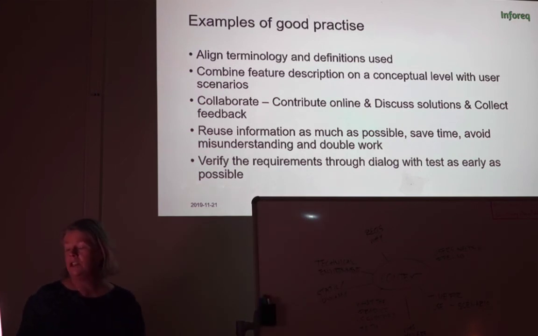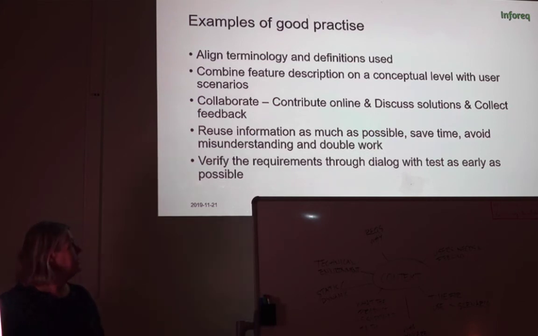So just to summarize, I'm almost done. You need to align terminology. And I suggest to combine feature description with user scenarios and collaborate a lot, discuss, collect feedback from users, and reuse information as much as possible to save time and avoid double work and misunderstandings, of course.